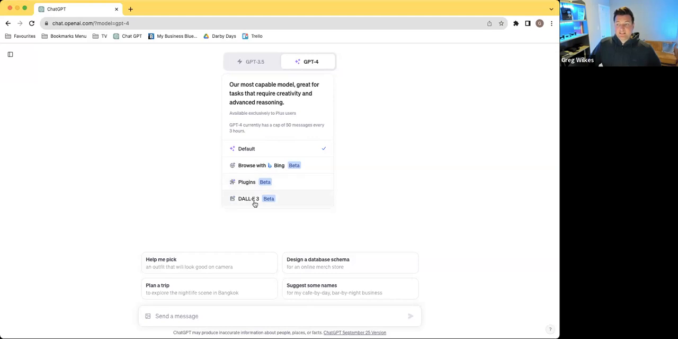And the last option that's literally only just been released, and not everyone has this, but I do, fortunately, is DALL-E 3, which is an image generation tool, and it will generate you pictures and things like that. So this is really, really impressive.